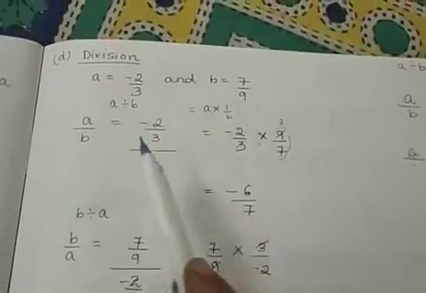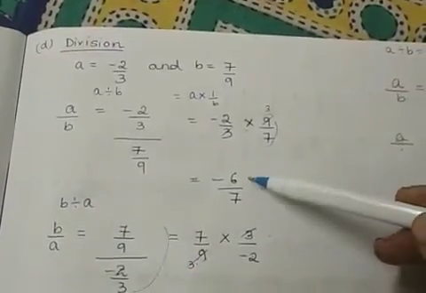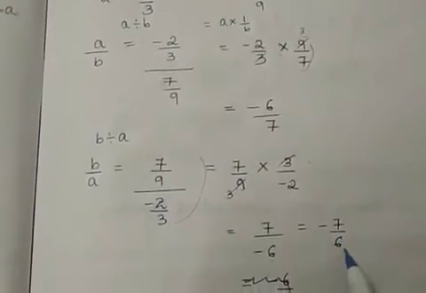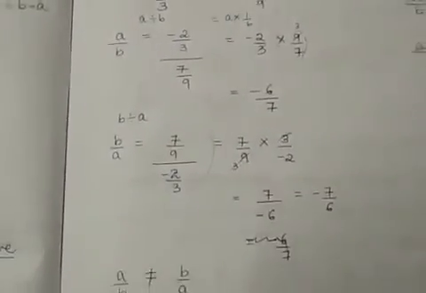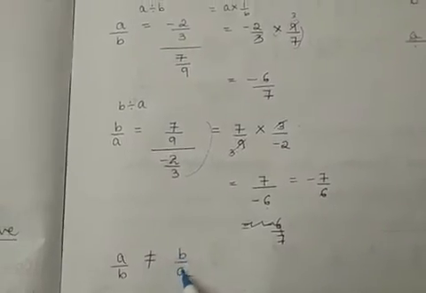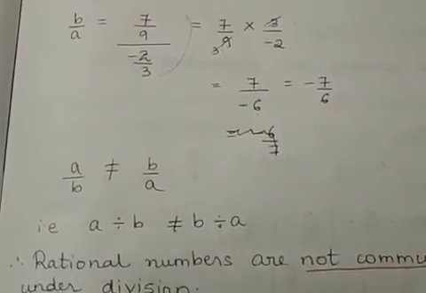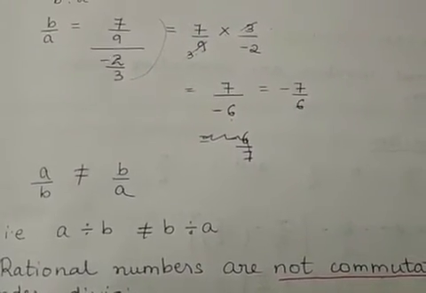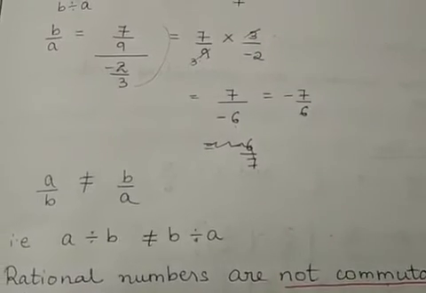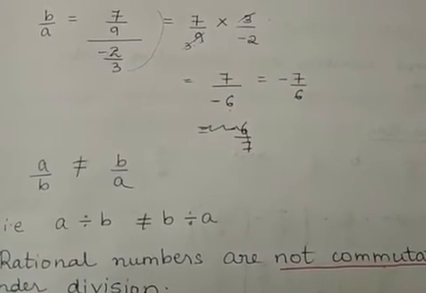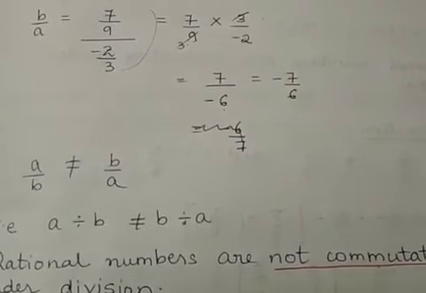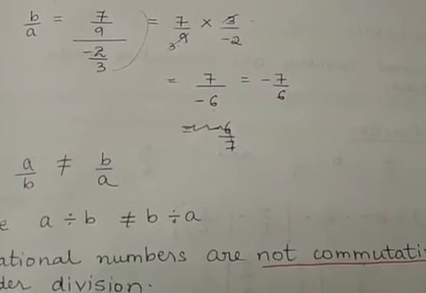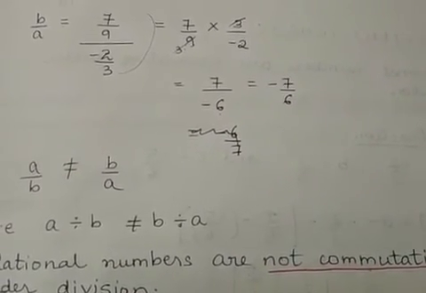If you see here, a divided by b is minus 6 upon 7 and b divided by a is minus 7 upon 6. These two are not equal. So a upon b is not equal to b upon a. From this you can conclude that rational numbers are not commutative under the operation of division. So for commutativity, you saw that rational numbers are not commutative for subtraction and division, and they are commutative for addition and multiplication.